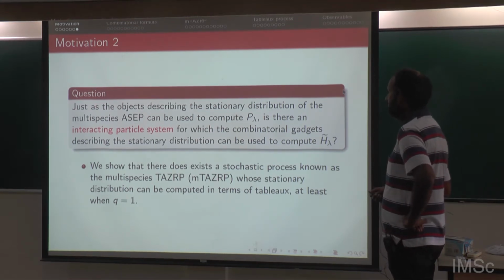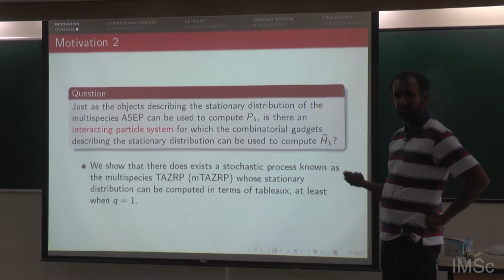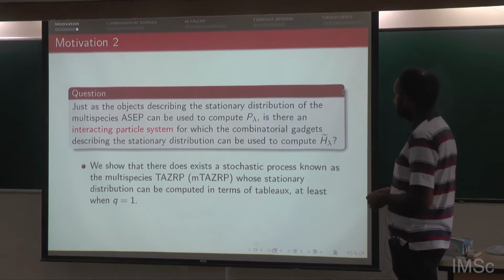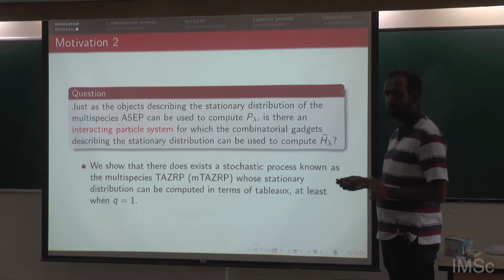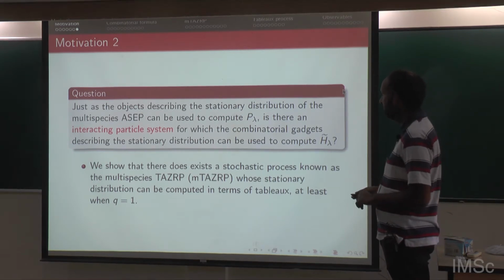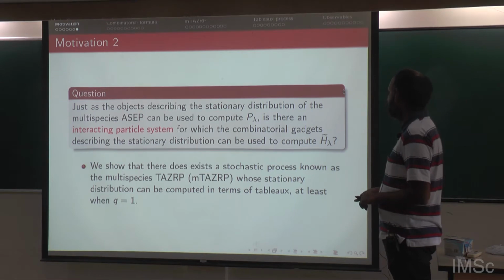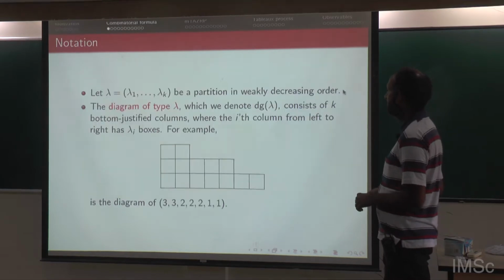Our second motivation was the connection with the multispecies ASEP that I mentioned. This was used to compute p lambda. And the question was, is there a particle system which can be used to compute H tilde? So that's the other motivation. I want to spend more time on the second today. And we show that this works when q equals 1. So we have not yet solved this in full generality.